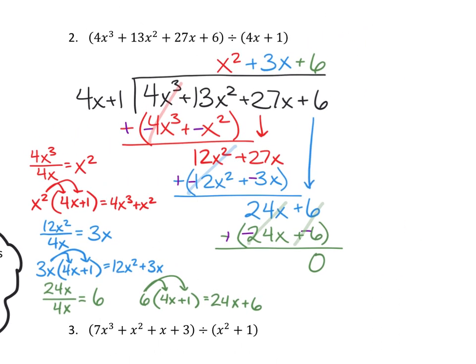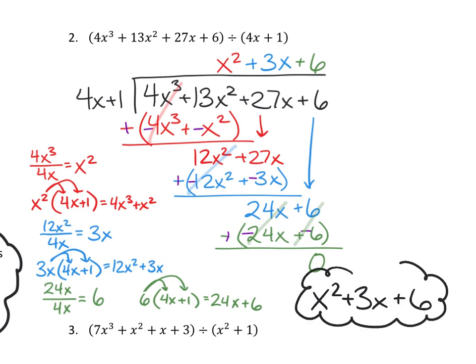So our quotient, our answer, if you will, is going to be x squared plus 3x plus 6 with no fraction behind it because I have no remainder. Technically, you could write plus 0 divided by 4x plus 1, but we don't need it. If you get a remainder of 0, you just stop at the end of the normal looking polynomial.